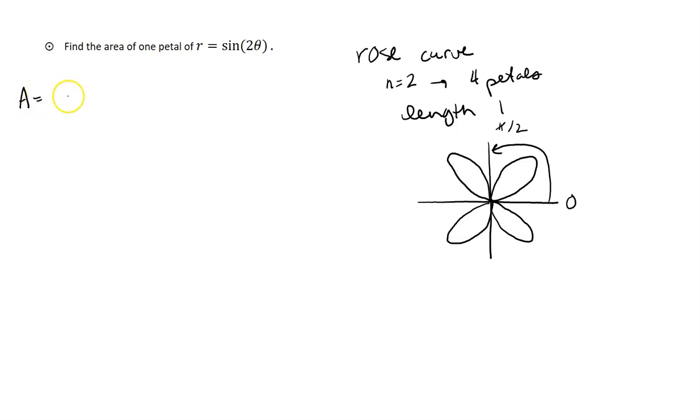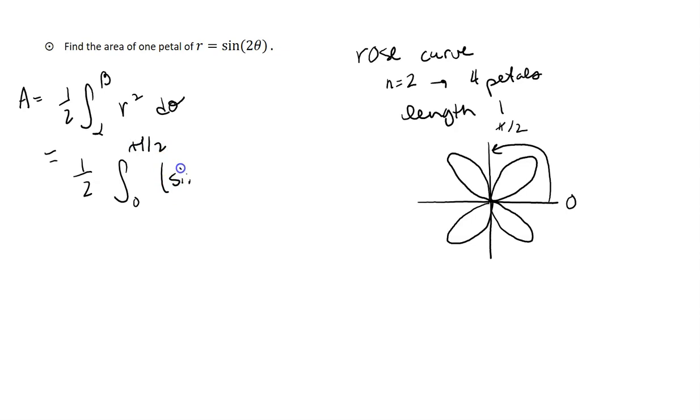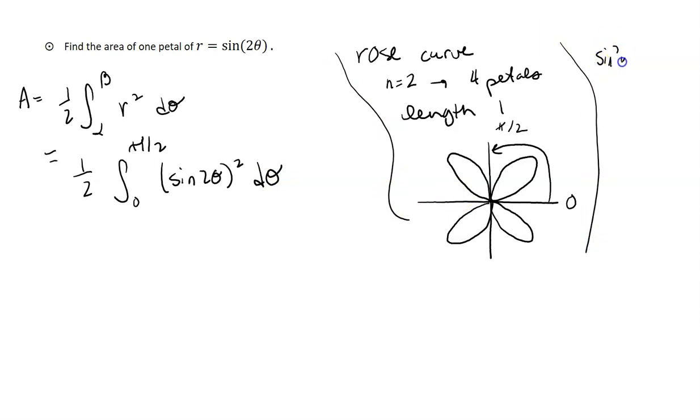So the area, of course, is 1/2 times the integral from 0 to pi over 2, or from alpha to beta, technically, if we're looking at the formula, of r squared d theta. So that'll be 1/2 times the integral from 0 to pi over 2 of (sine of 2 theta) squared d theta. We just looked at an example that used the rule that sine squared of u equals (1 minus cosine of 2u) over 2. In this case, we're looking at sine squared of 2 theta, so that's going to be (1 minus cosine of 4 theta) over 2, because we double that 2 theta and get the 4 theta.